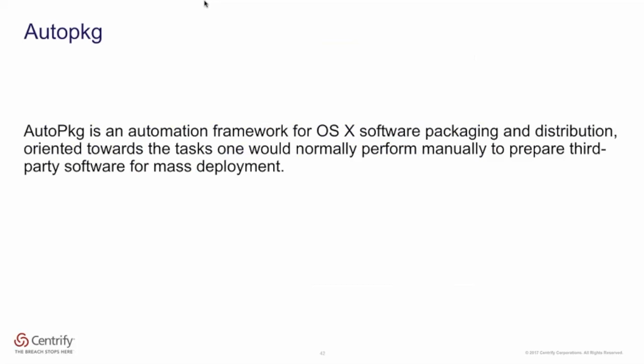Autopkg is another method of importing applications into the repository. And Autopkg is an automation framework for OS X, for software packaging and distribution that is orientated towards tasks you would normally do manually for third-party software, maybe including some post-install scripts to do things like license files or run some commands either before or after the software is installed.